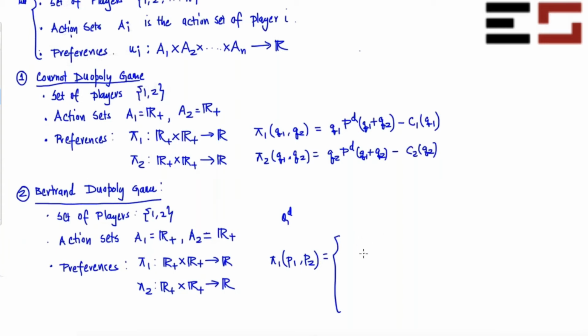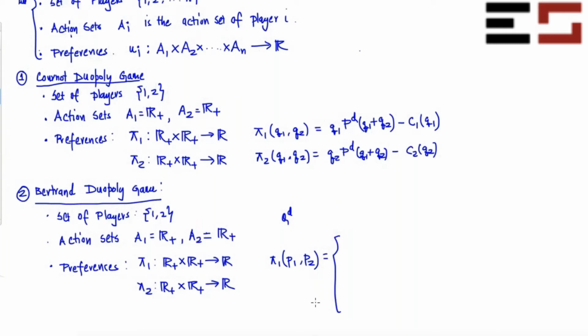So pi 1 (P1, P2) will be equal to what? It depends on who is setting a lower price. If firm one is setting a lower price, then firm one will get access to the entire market. If firm two is setting a lower price, then firm two will get access to the entire market. If they choose to set the same price, then they split the market equally. This is something which I'm assuming right now to write the payoffs, which is the more commonly used tie-breaking rule. But if the question says otherwise, you have to use that.